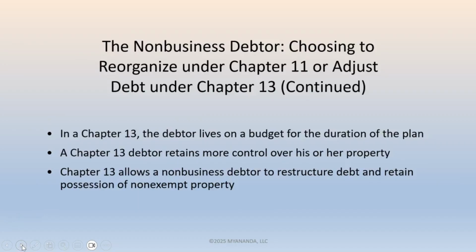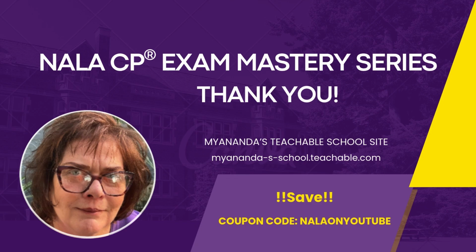Next, reorganizing under Chapter 11 or adjusting debt under Chapter 13. Chapter 13 provides that the debtor must live on a budget for the duration of a plan. And in Chapter 13 the debtor retains more control over his or her property. And Chapter 13 allows a non-business debtor to restructure debt and retain possession of non-exempt property.